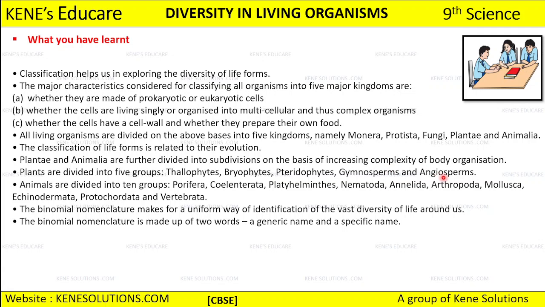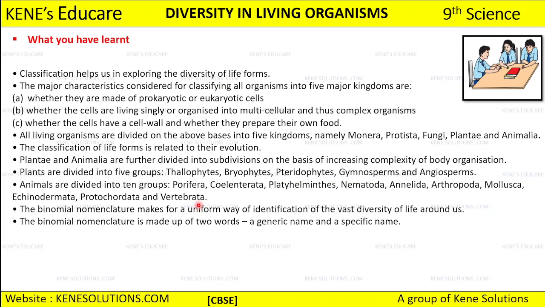Okay, and Kingdom Animalia, we have divided them into 10 groups. We have Porifera, Coelenterata, which is also called Cnidaria. We have Platyhelminthes, Nematoda, Annelida, Arthropoda, Mollusca, Echinodermata, Protochordata and Vertebrata. These are the 10 groups of Kingdom Animalia.